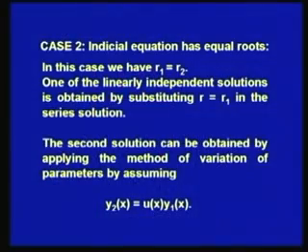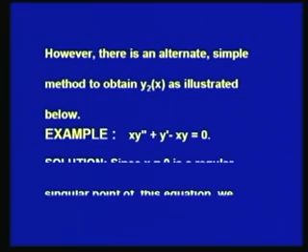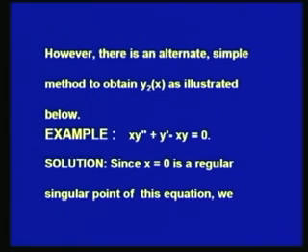The second solution can be obtained by applying the method of variation of parameters by assuming y2(x) equal to u(x) into y1(x), but there is an alternate simple method to obtain the second independent solution y2(x), which is illustrated as below.